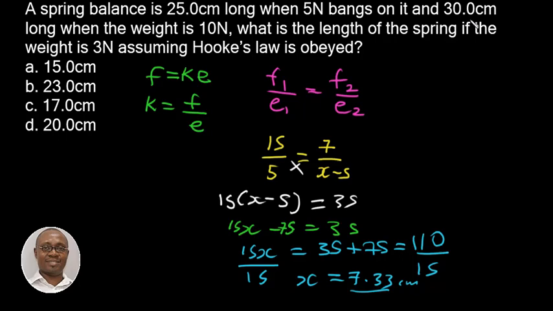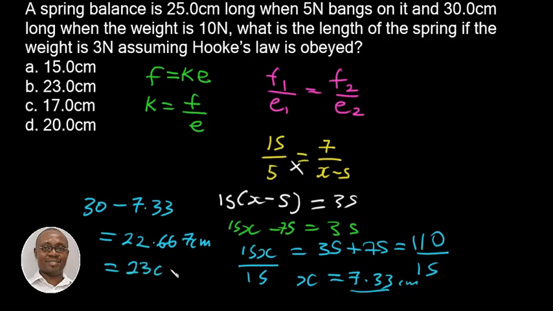it from the previous length, which was 30 centimeters. So we have 30 minus 7.33, and that will give us 22.667 centimeter, which could be rounded up to a whole number, which will be 23 centimeters. So the answer option B is the right answer.